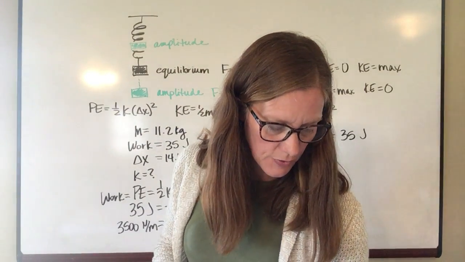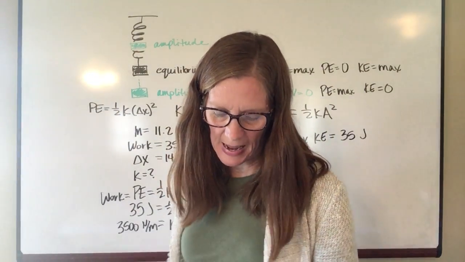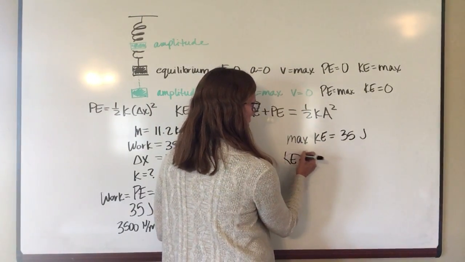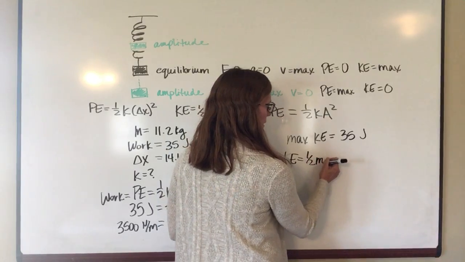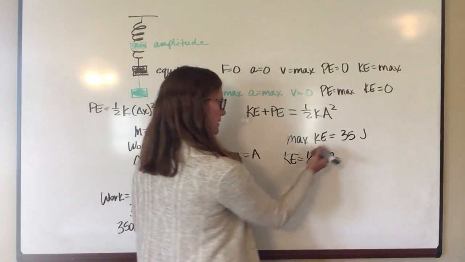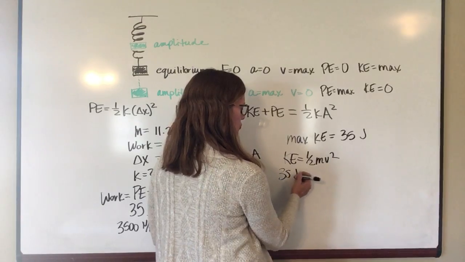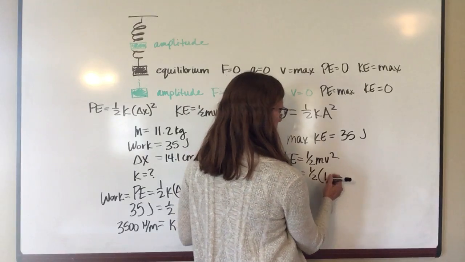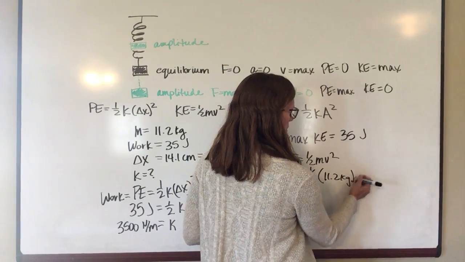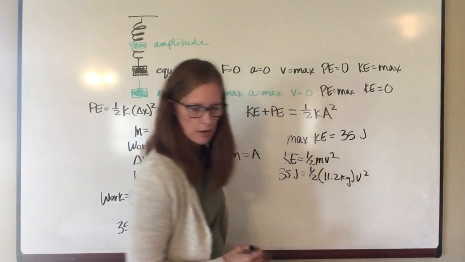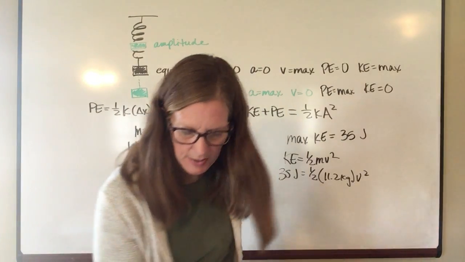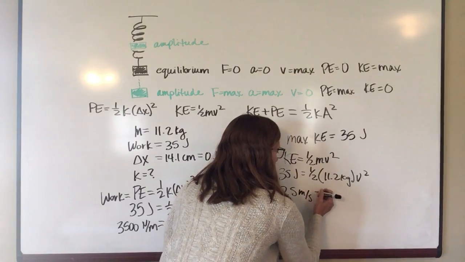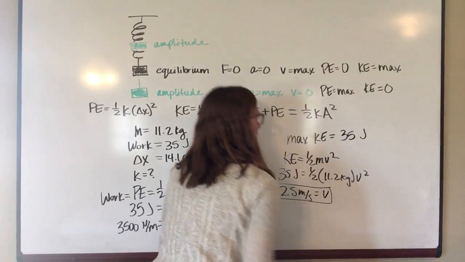Okay. Then the question is, what speed would the mass have at that point? Well, at that point, then I can use my old friend, kinetic energy is 1/2 mv squared, and kinetic energy is 35 joules. I have 1/2 times the mass, which was 11.2 kilograms, times v squared. When I solve for v, I get 2.5 meters per second as my velocity.